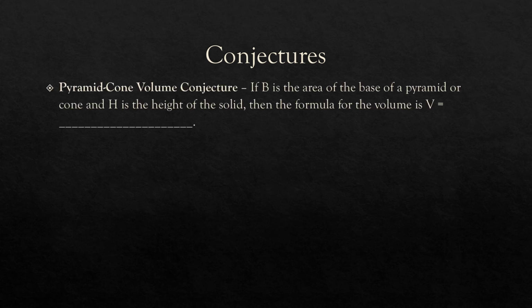So the pyramid-cone volume conjecture. If B is the area of the base of a pyramid or cone, and H is the height of that solid, then what is the formula for the volume? Remember, if it was a rectangular prism, it would be the base times the height. But the pyramid was 1/3 the volume of the prism. So 1/3 base times height. The cone was also 1/3 of the cylinder. So 1/3 base times height.